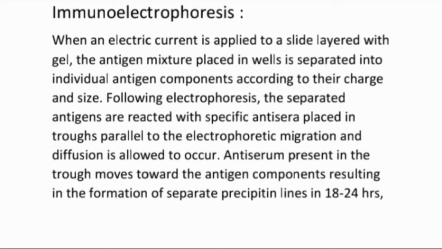Second, immunoelectrophoresis. When an electric current is applied to a slide layer with gel, the antigen mixture placed in the wells is separated into individual antigen components according to their charge and size. Following electrophoresis, the separated antigens are reacted with a specific antiserum placed in troughs parallel to the electrophoretic migration, and diffusion is allowed to occur.